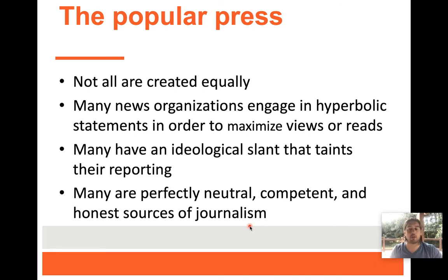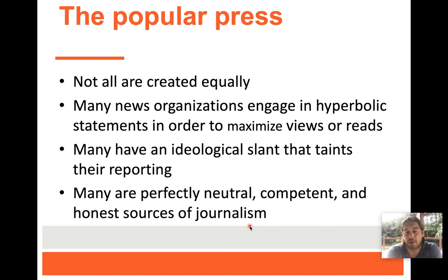And of course, you can learn about science from the popular press, from news. Not all of these are created equally, especially in the age of the internet. There are many, many news outlets and organizations that are overly hyperbolic because they're trying to just maximize their views or their reads, right? In the modern internet economy, how do you make money? Clicks, right? That's where we get the term clickbait. So lots of articles and headlines are written such that they get you to click on them.